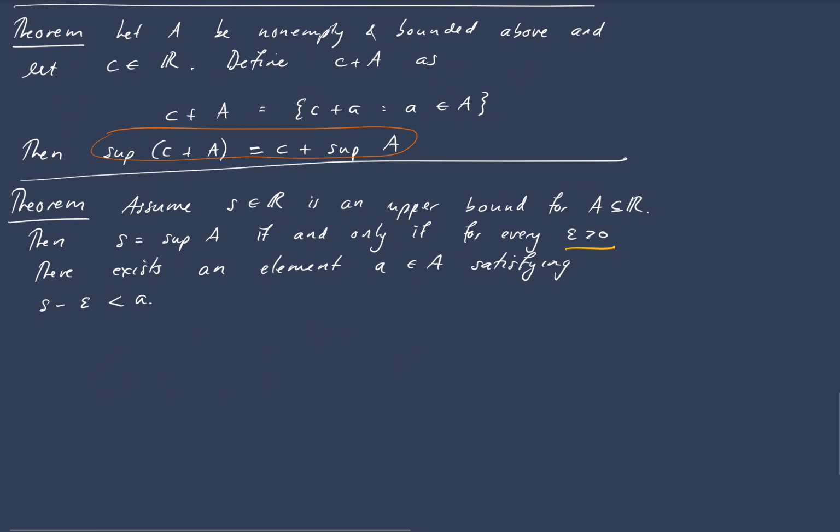Okay, so the picture that goes with this is, you imagine whatever's sort of the end of your set A here. Here's my S minus epsilon would be here. And what the theorem is saying is, no matter which value of epsilon you choose, you can always find a value of the set A that's in between these two points, is essentially what it's saying.